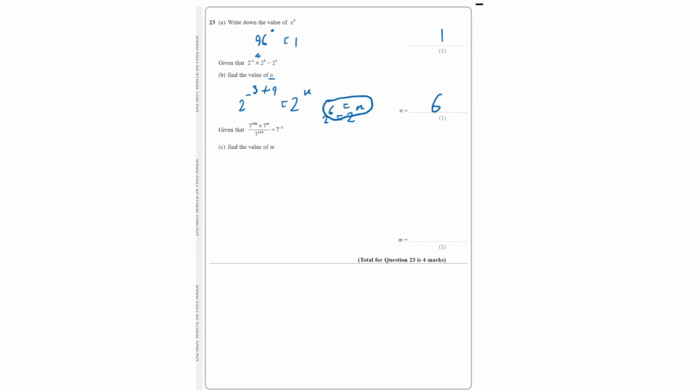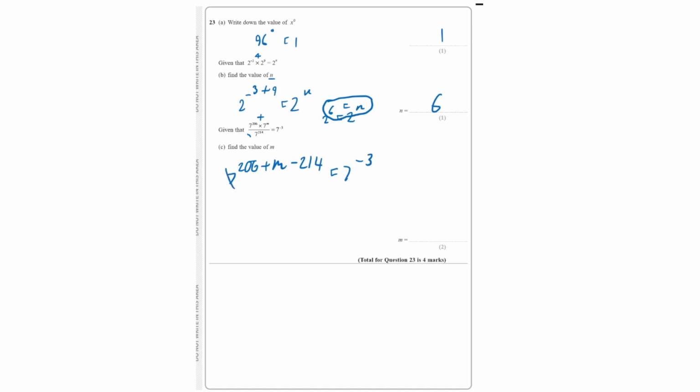Given that 7 to the power of 206 times 7 to the power of m divided by 7 to the power of 214 is equal to 7 to the power of negative 3, find the value of m. Again, when multiplying powers, you add. When dividing powers, you subtract. Let's see. So 7 to the power of 206 plus m, divided by 7 to the power of 214, that's the same as subtracting 214, is equal to 7 to the power of negative 3.